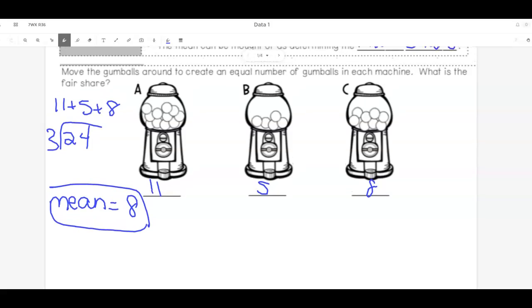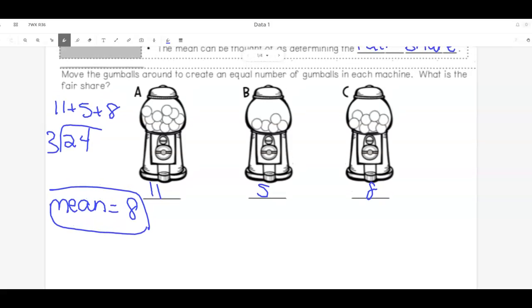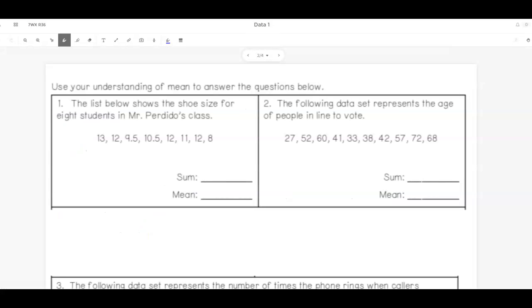All right. Did y'all get that? Yep. Let's move on to the next. Okay. So use your understanding of mean to answer the questions below. Start adding up those numbers.